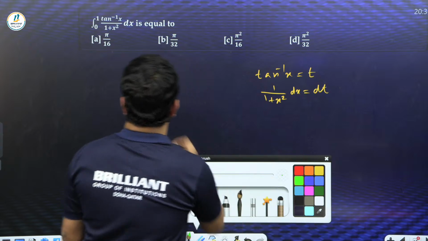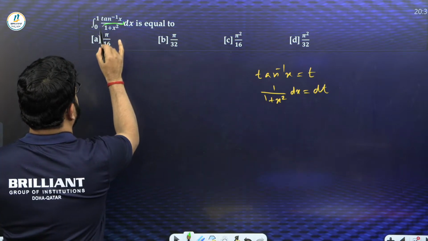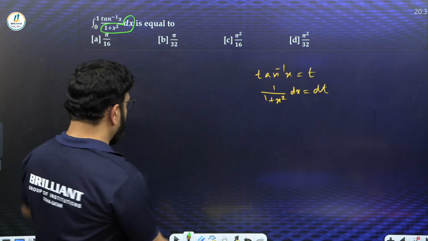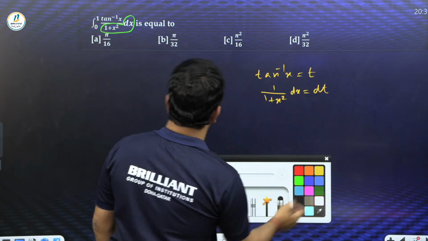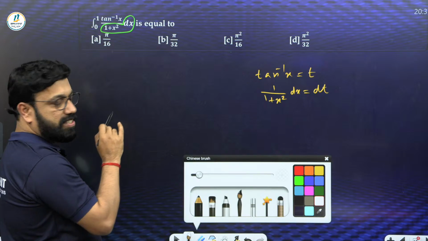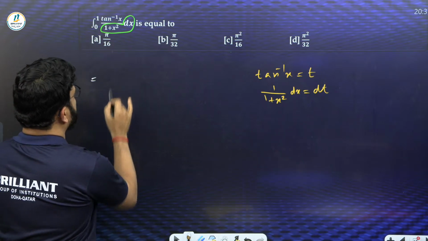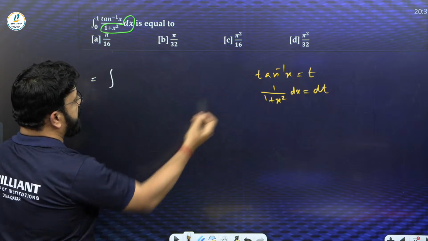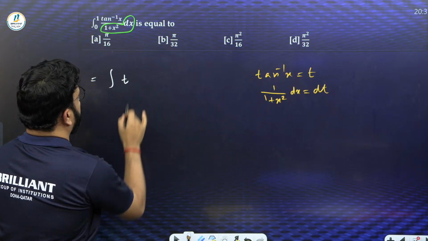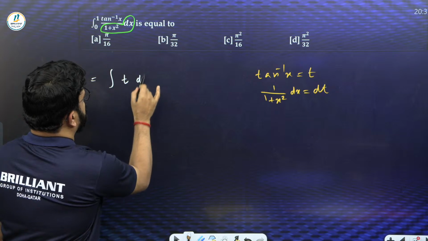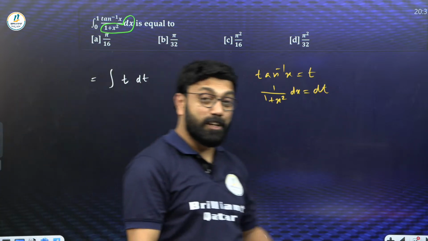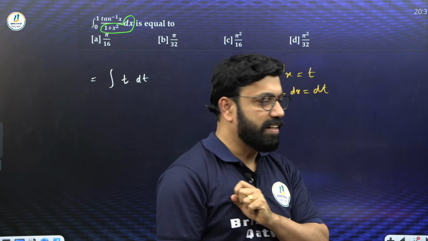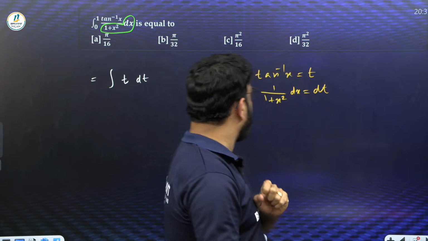Here we have dx by 1 plus x square, so we substitute there. I'm not taking the limits now, later only. Instead, I'm taking tan inverse x equal to t, and dx by 1 plus x square goes to dt. That's the normal method we learn, the descriptive type we are doing.